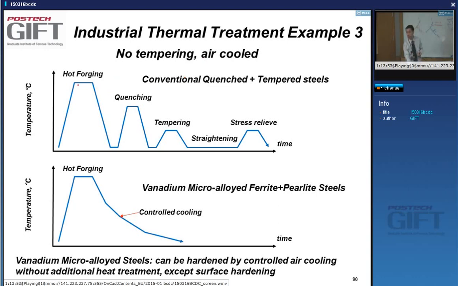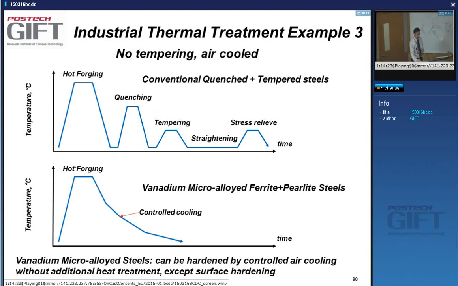So you would start with the bar. You would have to forge the shape, and then you would do a quenching. You would have to temper it. These heat treatments would result in some distortions, so you would have to correct the shape and do some stress relief. So you can imagine how many furnaces this means, and how complex the whole operation is.